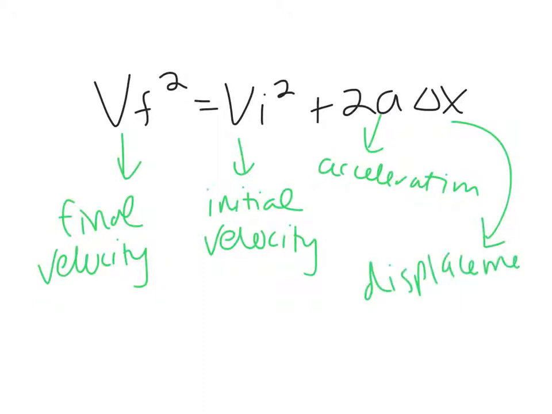And why is it called the no time equation? Because you'll notice that there is no time in it. So you can use this equation if you're not given time. I find this is actually one that is most often forgotten about, but it's pretty easy to use. The biggest mistake I see when using this equation, and again, I recommend using it, is forgetting to square one or both of these. So this is your no time equation.